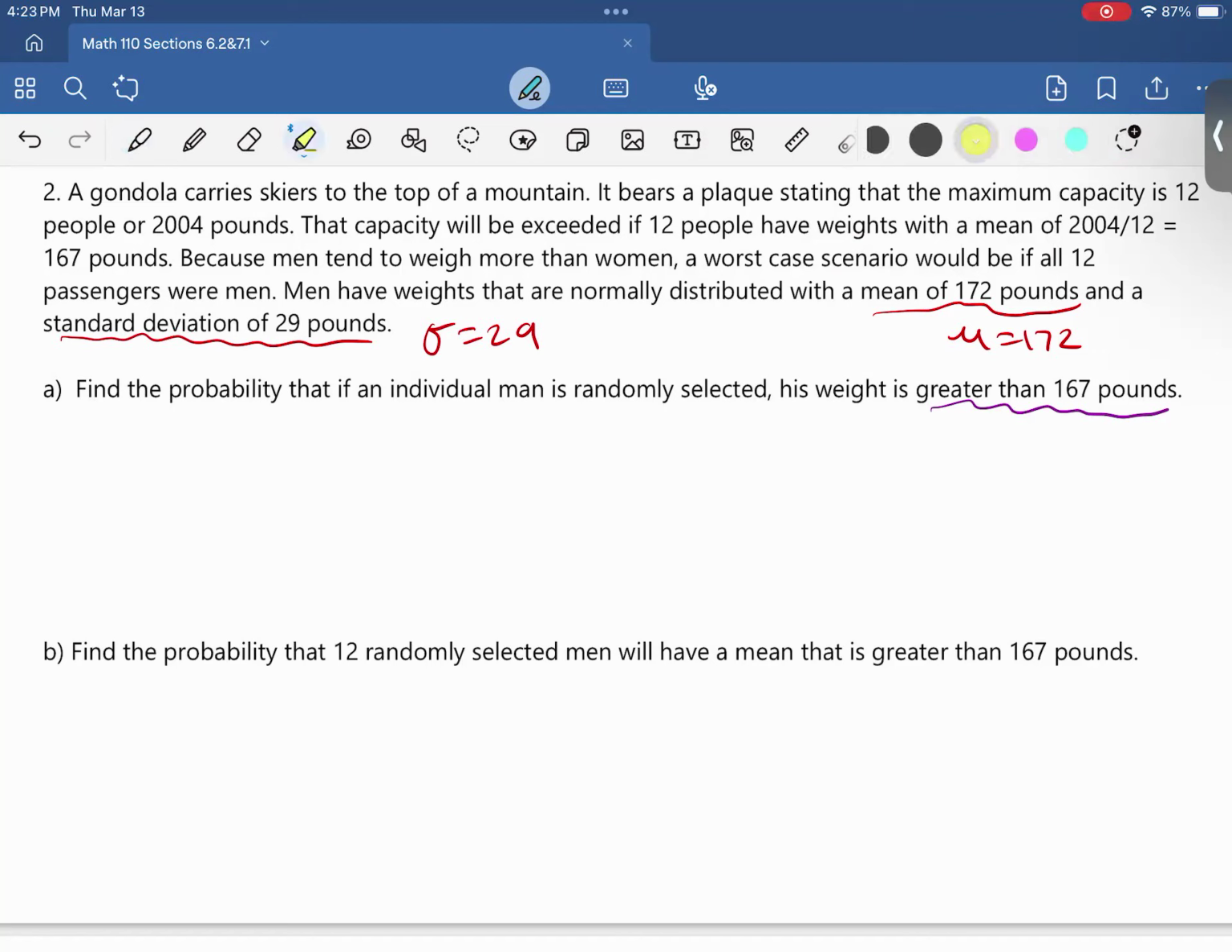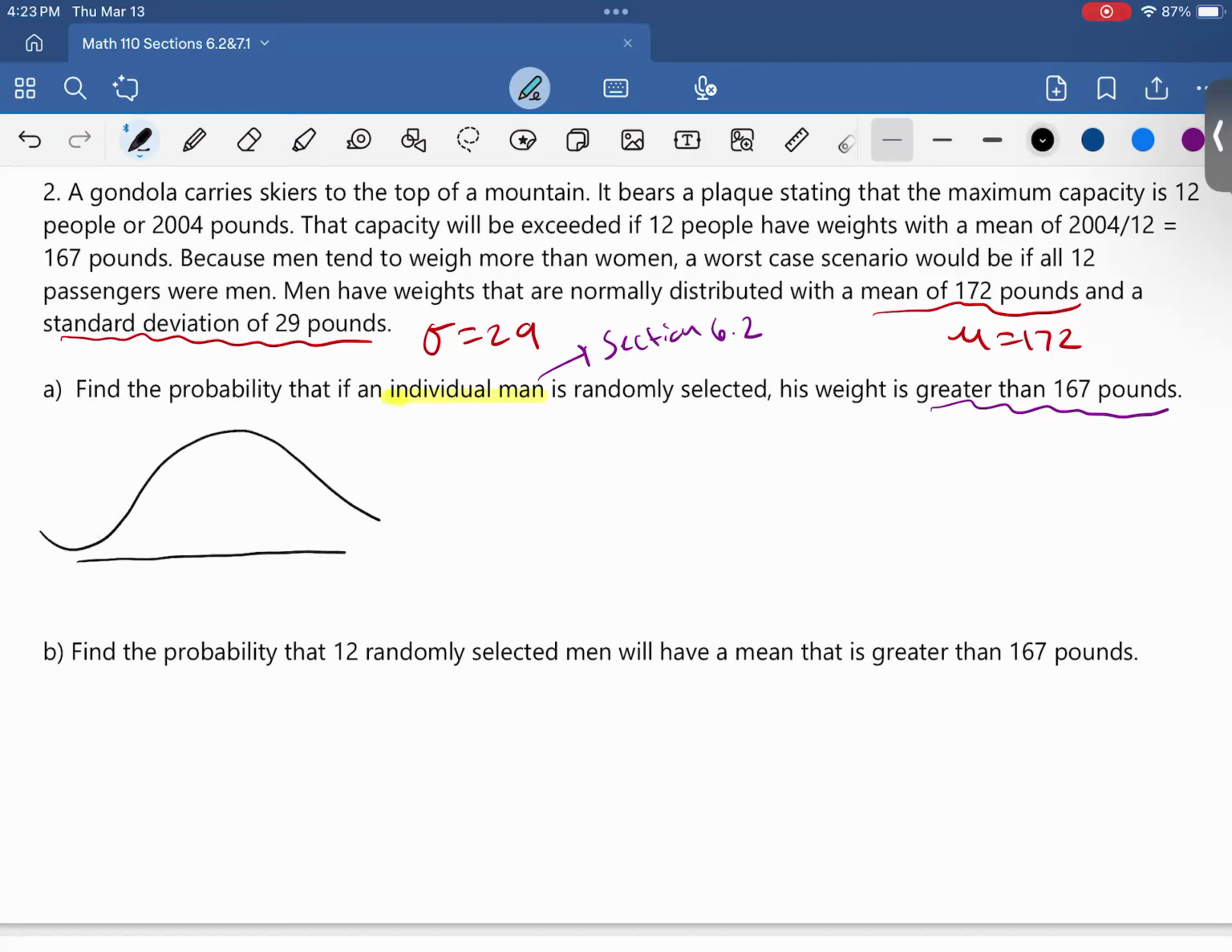A couple key things to check out in this question. Here we're saying an individual man. When we're talking about an individual man, we're not talking about a sample mean. What we are discussing here is just a normal distribution. So this would be more like section 6.2, where we just have a distribution, our standard deviation, our mean, and we find a probability. Let's go ahead and take care of that.